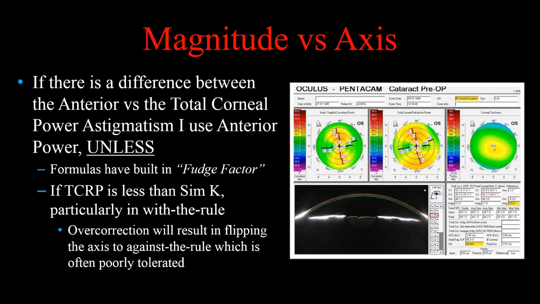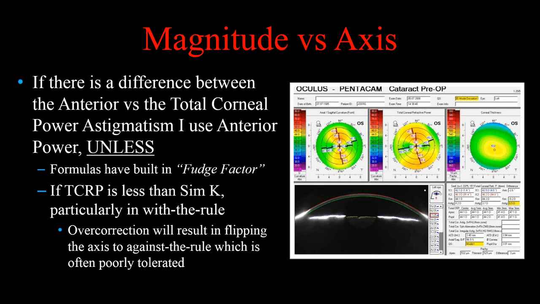Now, if there's a difference between the anterior versus the total corneal power, and we're talking about magnitude here, I use the anterior power, again, as I said earlier, multiple times, because the formulas have a built-in fudge factor. They will not always match. There are exceptions, and that is if the total corneal refractive power is less than the SIMK. When I say less, I'm usually talking about a half diopter or so.